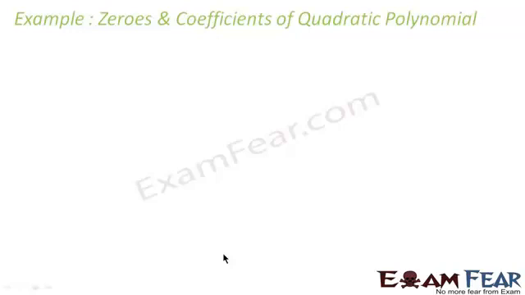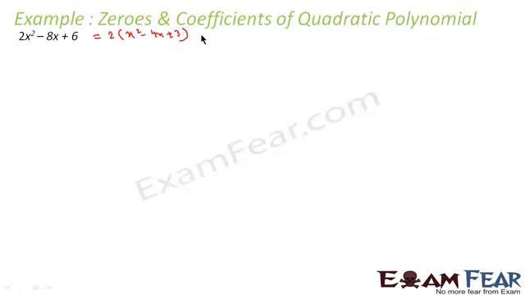Now we'll take some examples of zeros and coefficients of a quadratic polynomial. Let's assume this is the function 2x square minus 8x plus 6. You can write this as 2 into x square minus 4x plus 3.